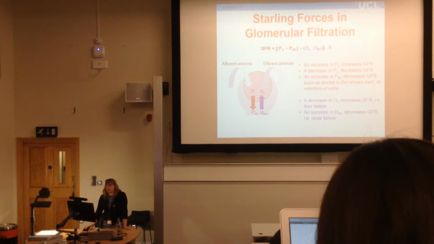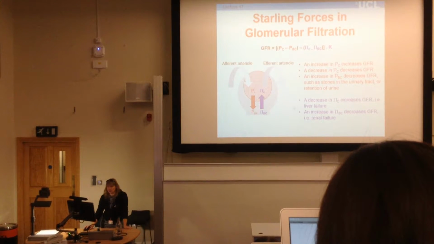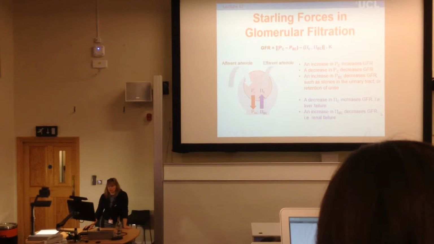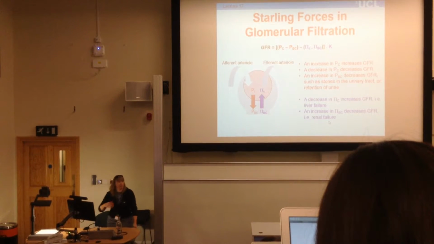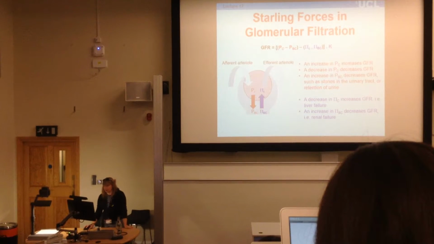We can also see changes in plasma protein. So where the oncotic pressure in the capillary falls, so this can happen in liver failure, you're not producing as much albumin and other plasma proteins, it will actually increase glomerular filtration rate and can be used as a sign of liver failure. Whereas if the oncotic pressure increases, then it will reduce glomerular filtration rate, and this can be seen as a measure of renal failure as disease progresses.